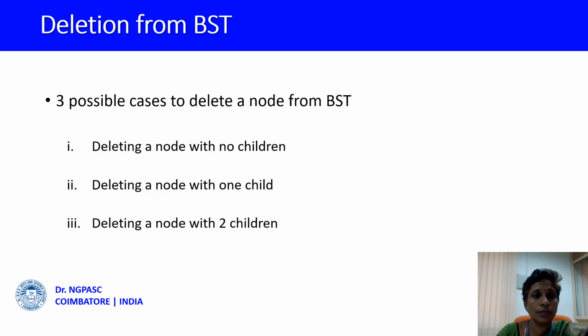The next one which we want to discuss is deletion from a binary search tree. There are three possible cases to delete a node from a binary search tree. Either we can delete a node with no children, the second case is we can delete a node with one child, or we can delete a node with two children. Whatever the case may be, the tree has to be restructured again to form a binary search tree.